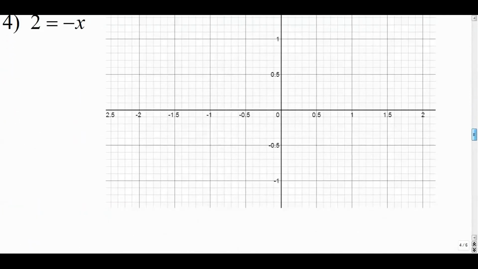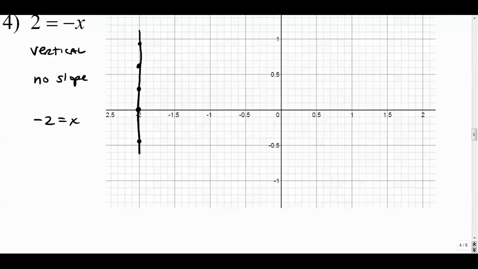Number 4. This one already is telling you that x is negative 2. Just kind of have to memorize that. This is a vertical line. It has no slope. It's not even a function. So you just have to know that, once you solve it for x, you can see that all the x's have to be negative 2. So this is negative 2. This is negative 2. Every point right here is negative 2 comma something. The x's are all the same.